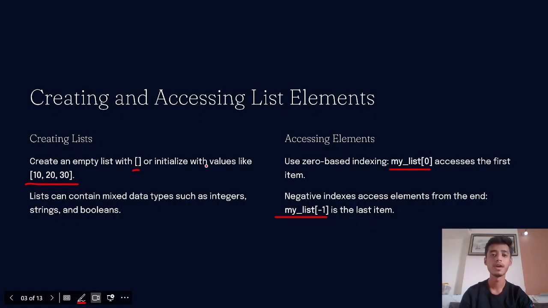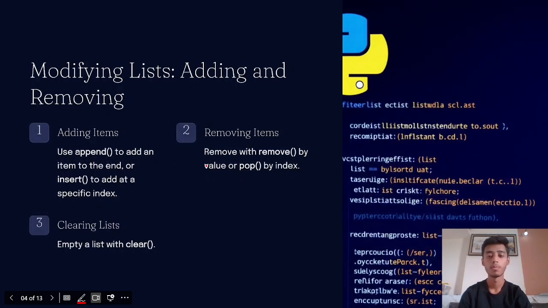Now, let us see what are modifying methods in Python. Modifying lists is essential when working with dynamic data in Python. Lists are mutable, which means you can change them after they are created. This includes adding new elements, removing unwanted elements, and clearing all the items. To add an item, you can use the append method, which will add the item at the last of the list, or you can use the insert method, through which you can add an element at a specific index.